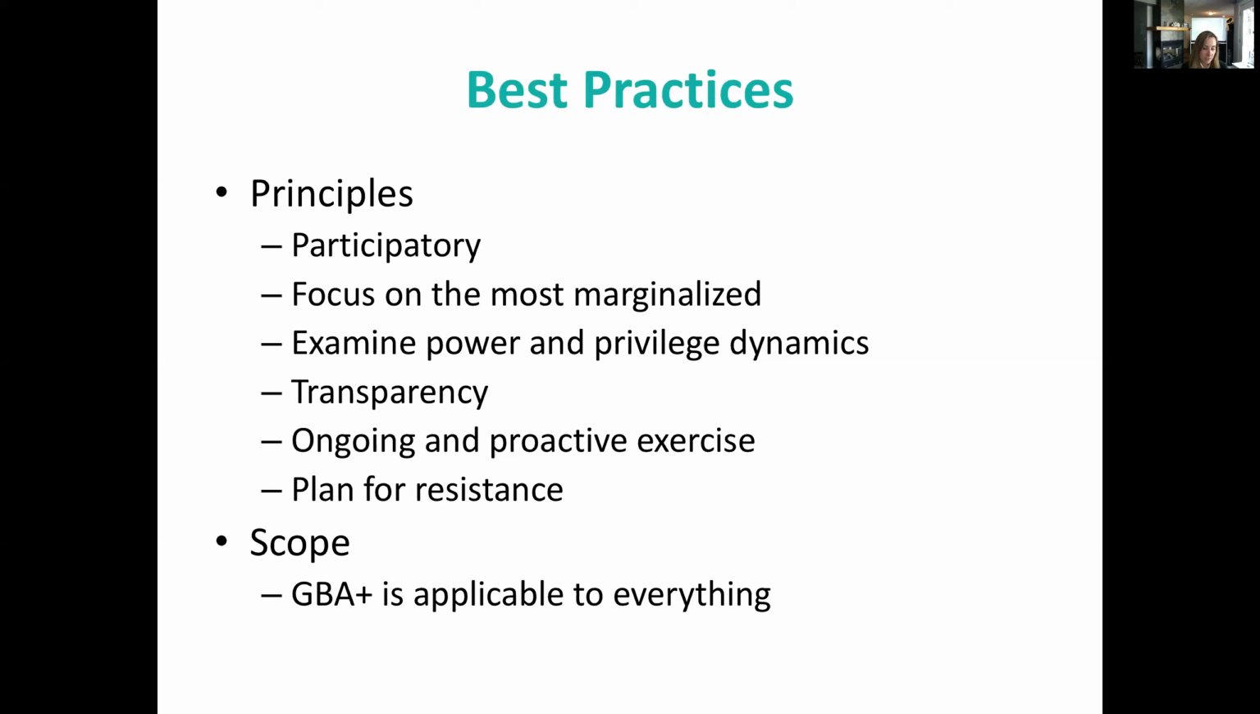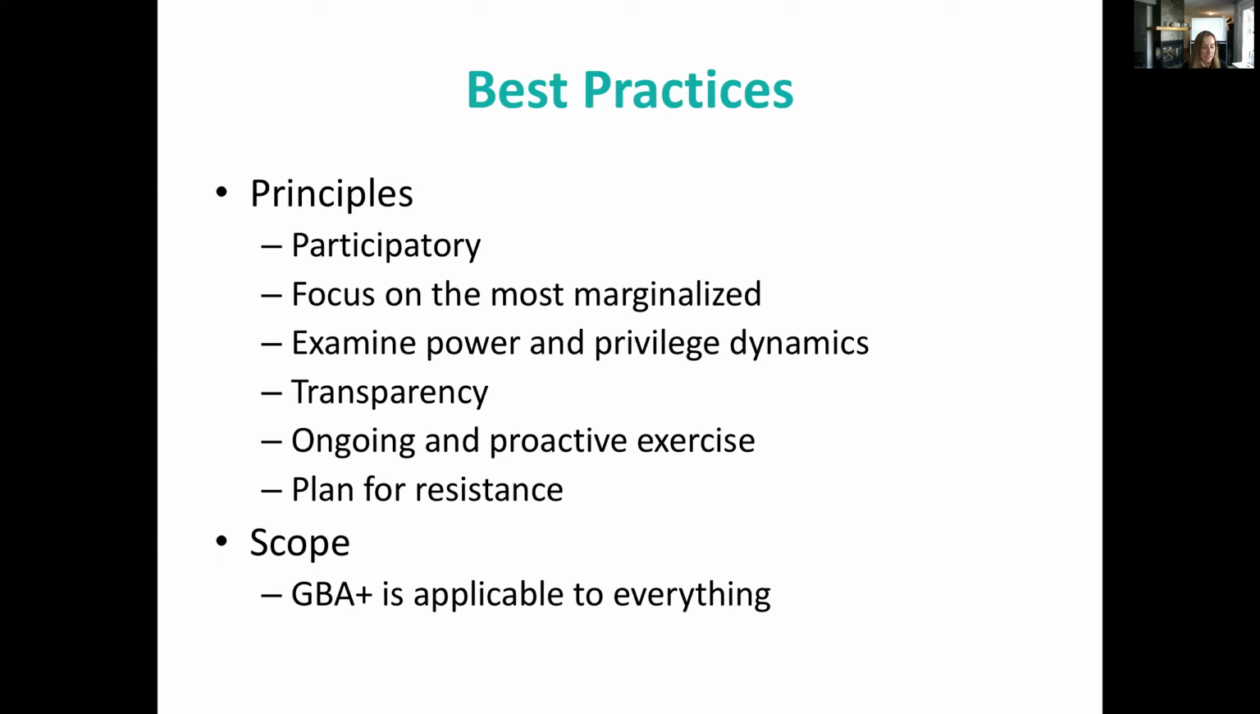Examine power and privilege dynamics, and then determine how you will impact these dynamics. There's matrices out there that I'm happy to send you if you're interested, on asset ownership considerations and accessing resources and decision-making opportunities. So you can map out the power dynamics and the social norms in order to determine how you can intervene or impact. Transparency fosters trust and shows everyone that the outcomes are evidence-based and fair. And it's an ongoing and proactive exercise.